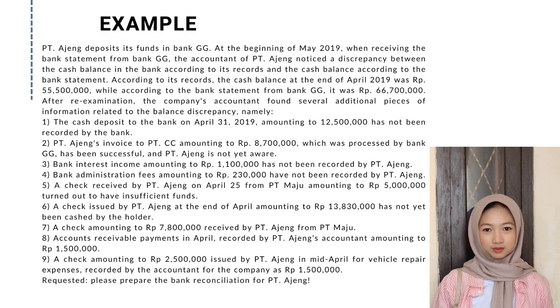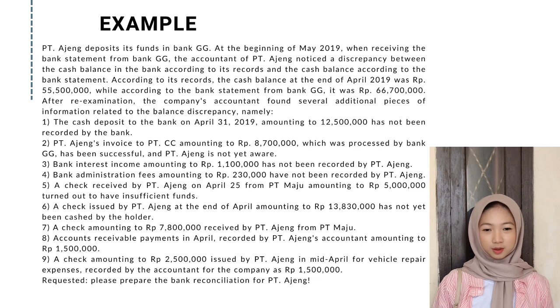And the last is an example. PT Ajeng deposits its funds in Bank GG. At the beginning of May 2019, when receiving the bank statement from Bank GG, the accountant of PT Ajeng noticed a discrepancy between the cash balance in the bank according to its records and the cash balance according to the bank statement. According to its records, the cash balance at the end of April 2019 was Rp 55,500,000, while according to the bank statement from Bank GG, it was Rp 66,700,000. After re-examination, the company's accountant found several additional pieces of information related to the balance discrepancy, namely: 1.